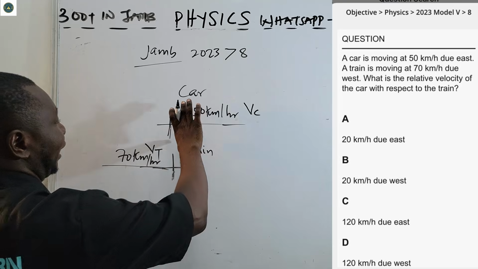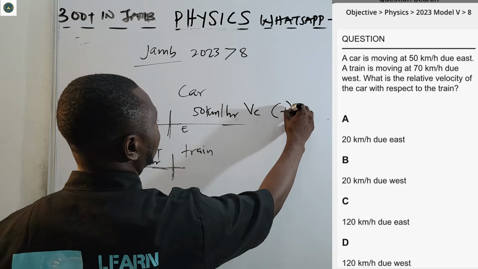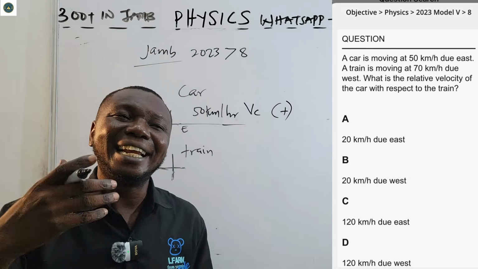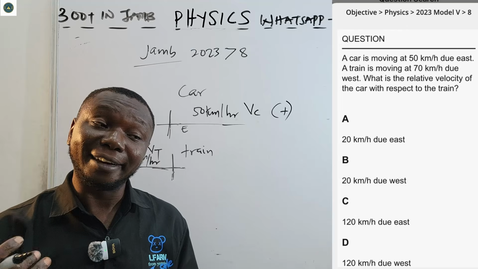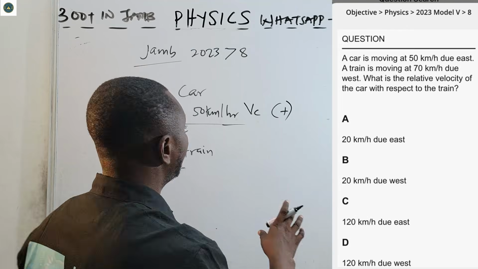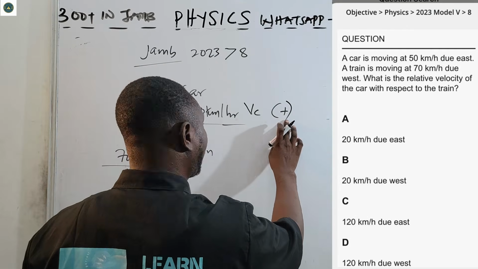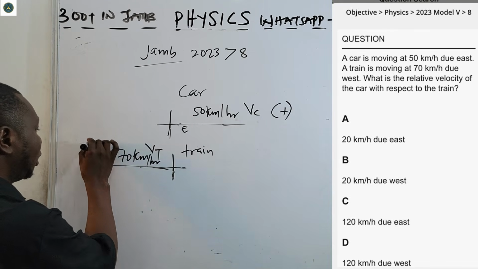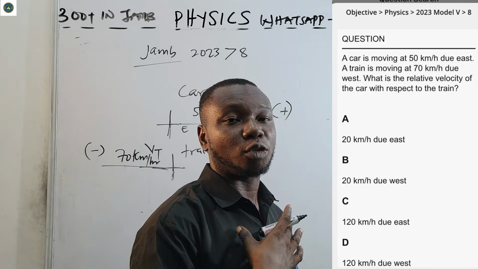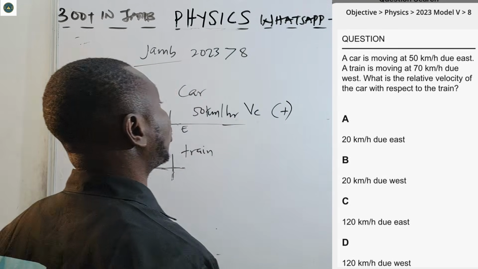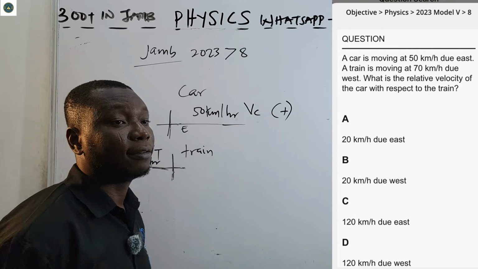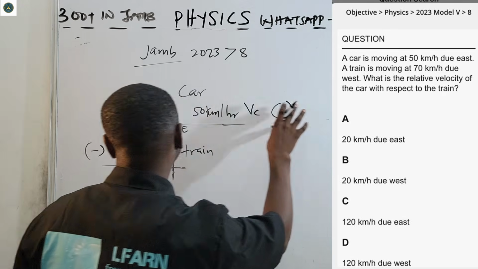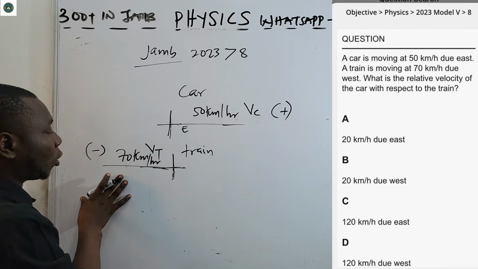Now, moving eastward, we can take eastward to be positive because we are talking about vectors now. Relative term. I keep saying this, relative term. What is that relative term? Moving forward, you may take it to be positive. Moving backward is negative. I can decide to have my own sign conventions. I can take my forward to be negative and my backward to be positive. But in this case, I'm taking my forward to be positive and the backward to be negative.